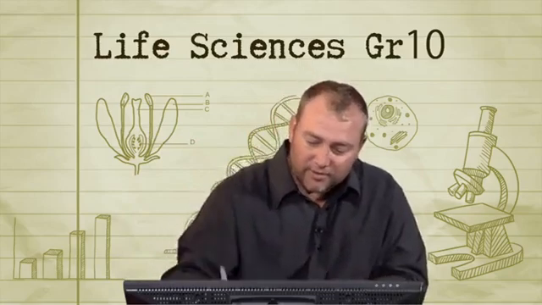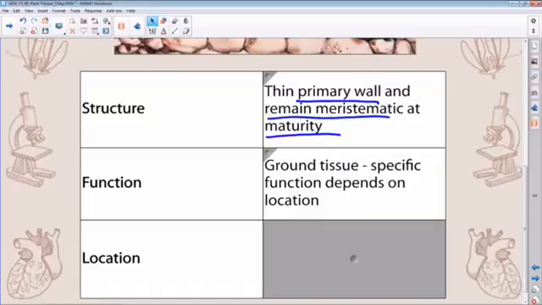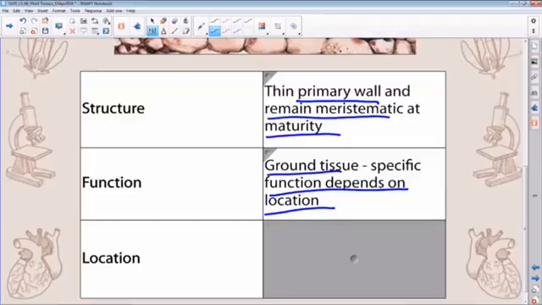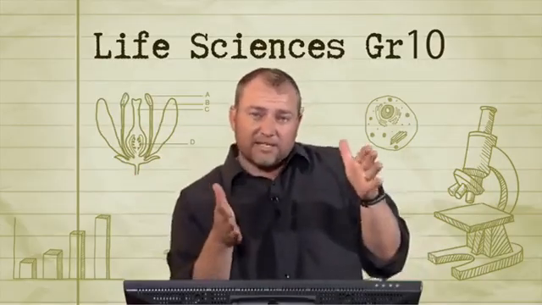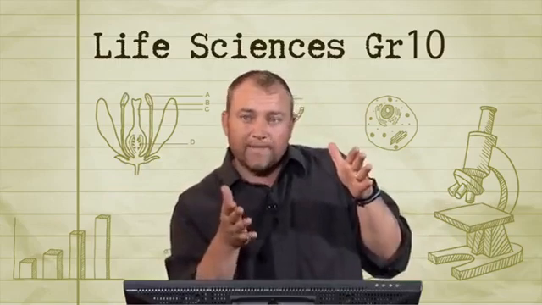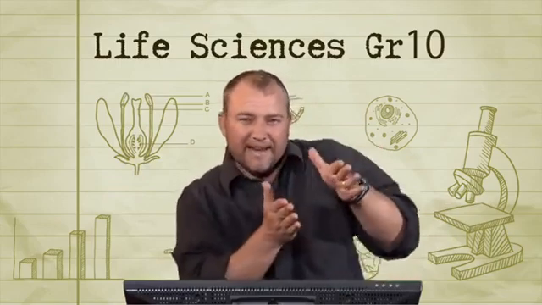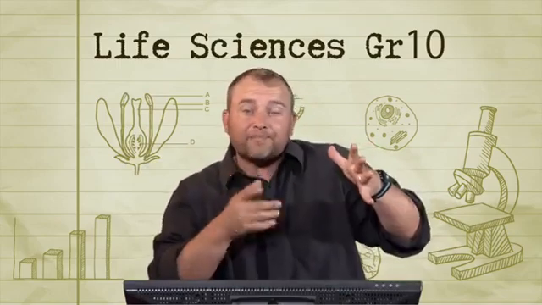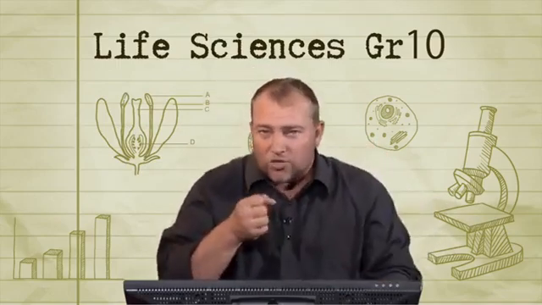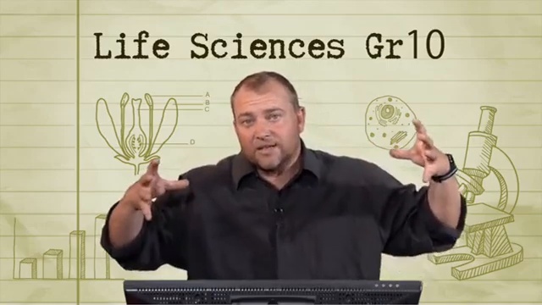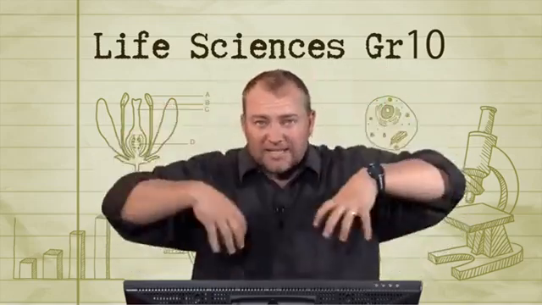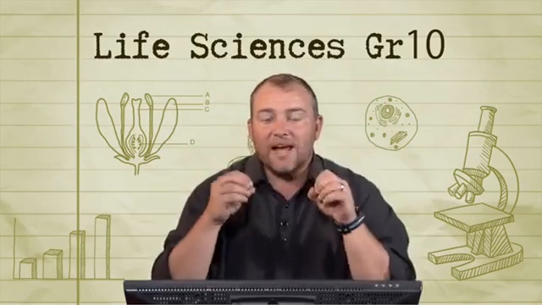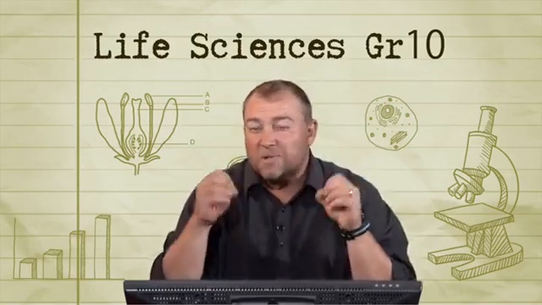Next one, function. Come on, there we go. Its function, it's ground tissue. Specified function depends on its location. For example, if I want to protect the tissue, right? If I want to protect the meristematic tissue, I'm going to make it nice and thick so it gets nice and big. If you have a look at a tree that starts off very thin, have you noticed how big and fat they get? Now, the meristematic tissue is going to protect that xylem and that phloem that's inside to its maximum.